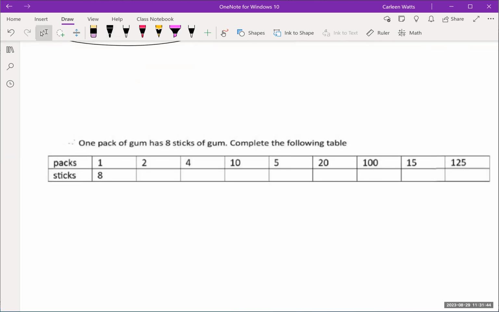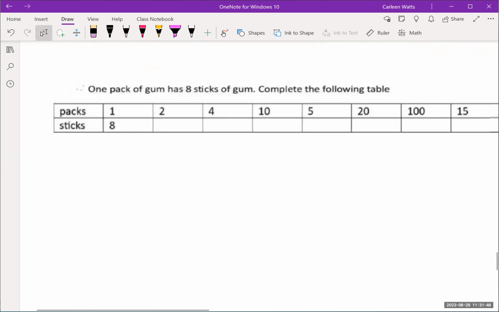Okay, really quick, one more linear table and then we're done. Think shortcuts. Think multiple methods. If one pack of gum has 8 sticks, how much does 2 packs of gum have? 16. Okay, so we could either go 8 plus 8 or 8 times 2.